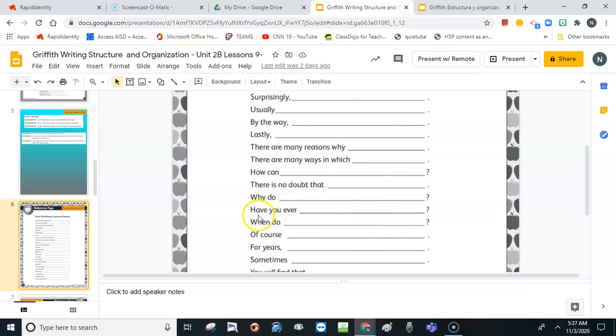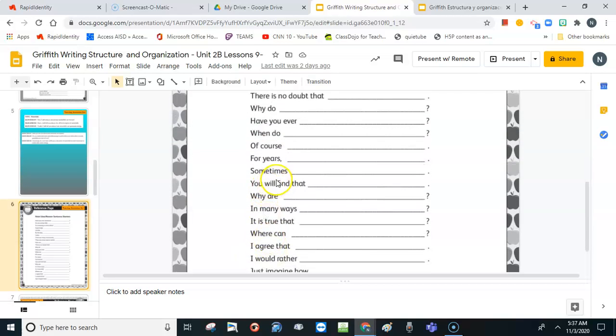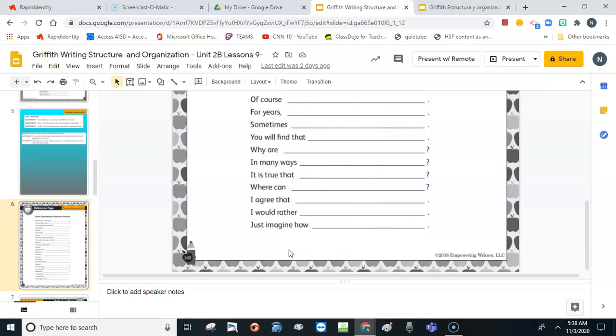Why do, have you ever, when do, of course, for years, sometimes, you will find that, why are, in many ways, it is true that, is it true? It is true that. If it's a question mark, I would say, is it true that, or you can use it as a sentence, it is true that. I would rather just imagine how.